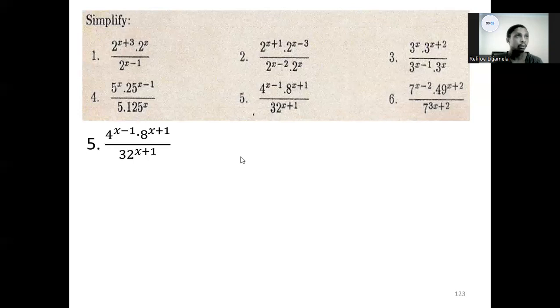All right. The time is up. Prime factorize 4, 8, and 32. All of them, you need to prime factorize. Distribute the exponents. 2 times x, 2 times minus 1. 3 times x, 3 times 1. 5 times x, 5 times 1.